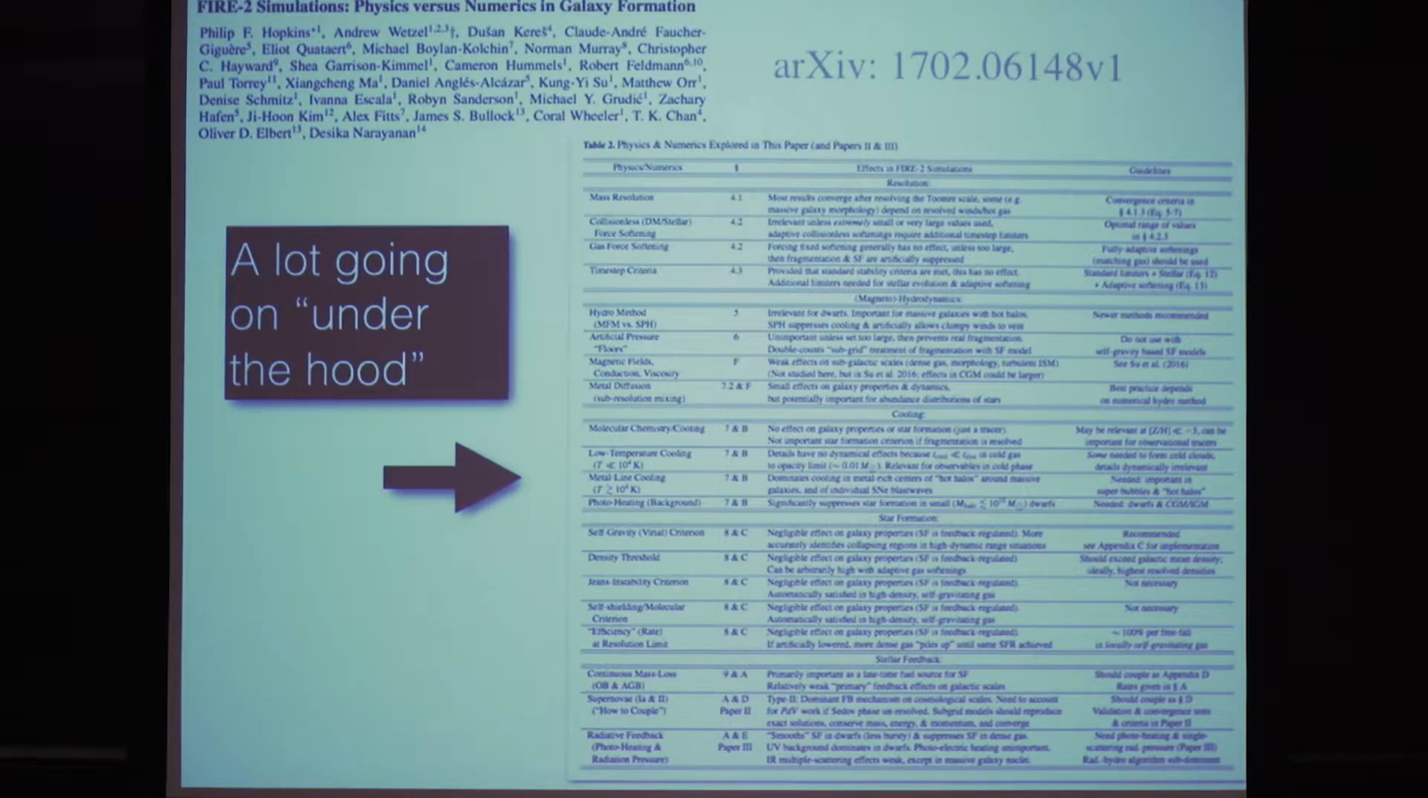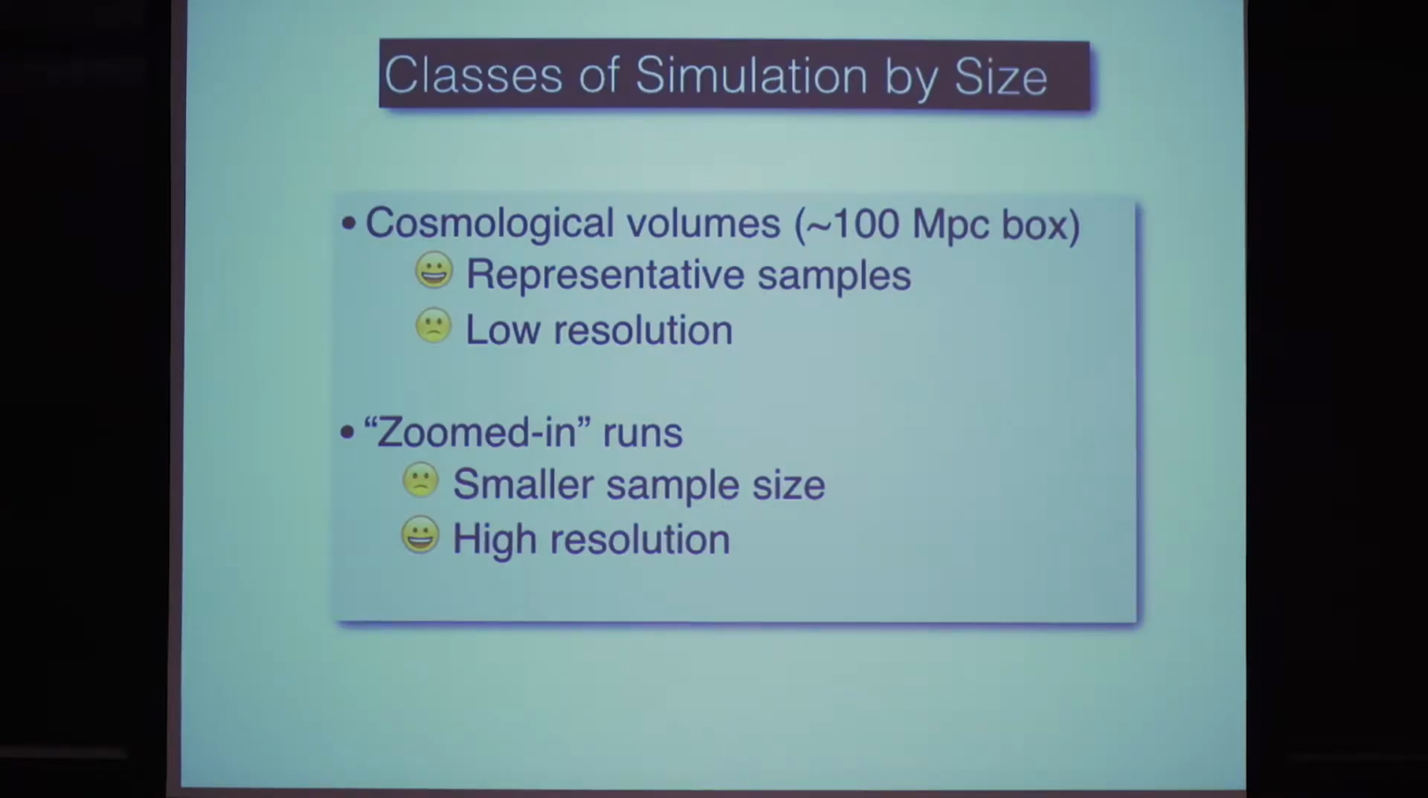So just realize there's a lot under the hood in a lot of these simulations, and so you have to constantly ask how robust these predictions are, et cetera. But it's actually remarkable how successful a lot of these simulations are at reproducing things that look kind of like real galaxies. There's two general classes of cosmological simulations you'll see.